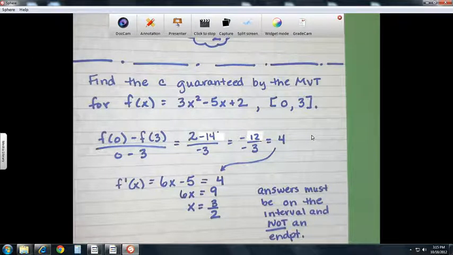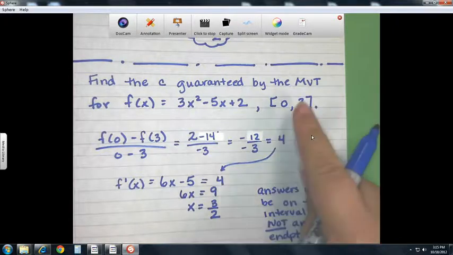Alright, are we ready to move on? Yeah? How would you know if it was the interval? Well, your endpoint, you're 3. So if you're looking at multiple choice, and one of your answers is 0, you can immediately cross it out, because an endpoint cannot be a solution to MVT.